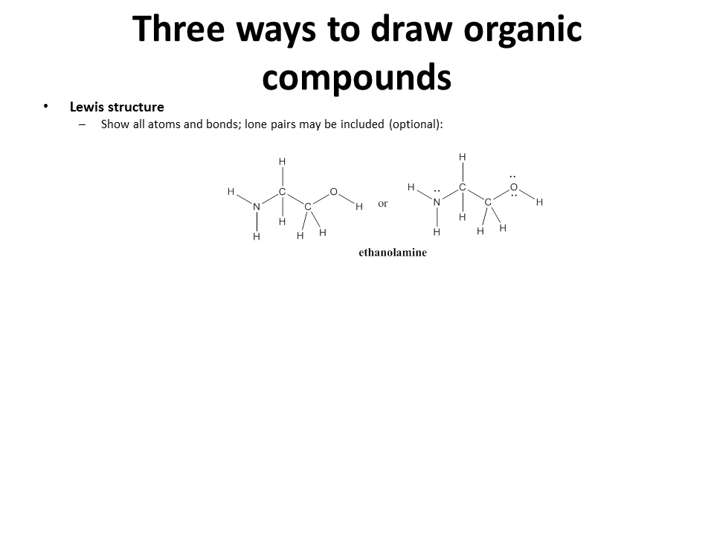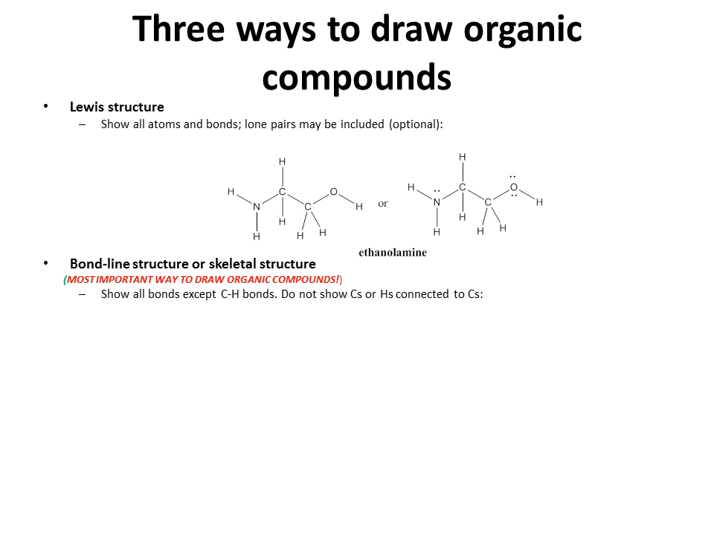Now, the bond line or skeletal structure is the most important way to draw organic compounds. It's going to mean that you're going to spend a lot less time drawing all of those CH bonds, and you'll still be able to figure out what's going on for the purposes of predicting reaction chemistry. So here we show all the bonds except CH bonds. Okay, CH bonds are just going to disappear.